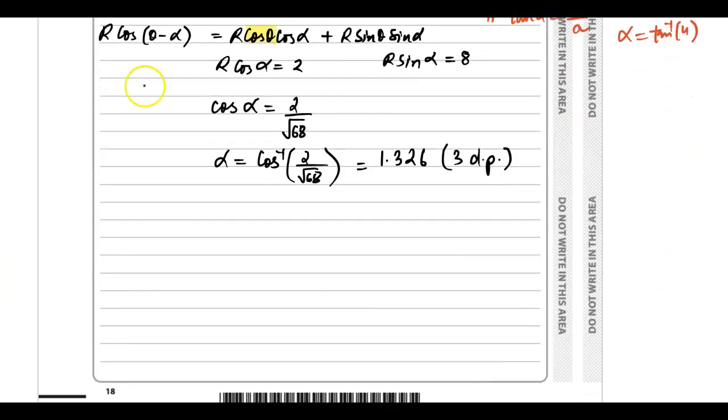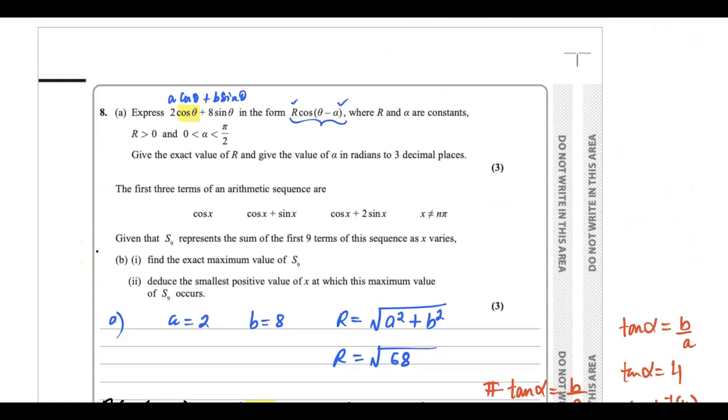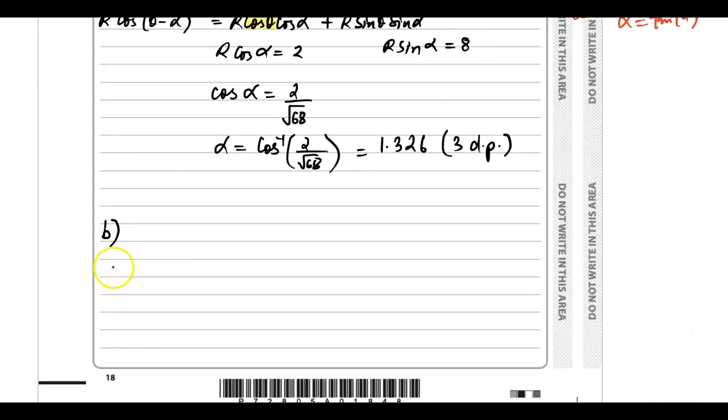Yeah, okay. Now for the B part, what do we have to do? The first 3 terms of an arithmetic sequence are these. And given that S9 represents the sum of the first 9 terms, we have to find the exact maximum value of S9. S9, the sum of 9 terms, would be, the formula is, 9 halves times 2a plus (n minus 1) times d.